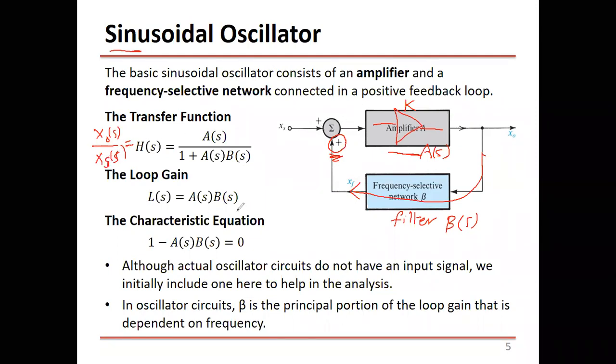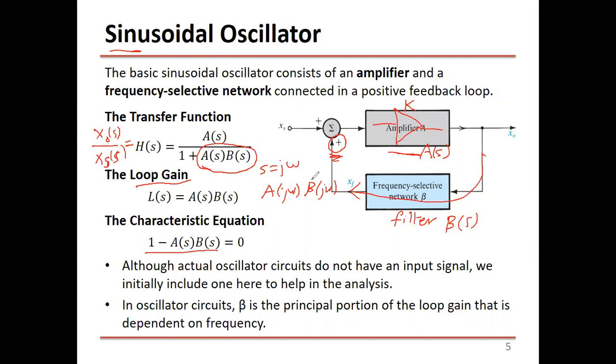You can analyze this, as we're going to see now, by defining a signal here, and then you find the overall transfer function. As we mentioned before, we always call this amount the loop gain, okay? So A of S times B of S. In general, these two blocks are functions of frequency. So they are A of S, B of S, and if you substitute S with J omega, you will have A of J omega times B of J omega. So they are functions of frequency. So the loop gain is A of S times B of S, and 1 minus A of S, B of S, we call the characteristic equation, when you equate this with 0.